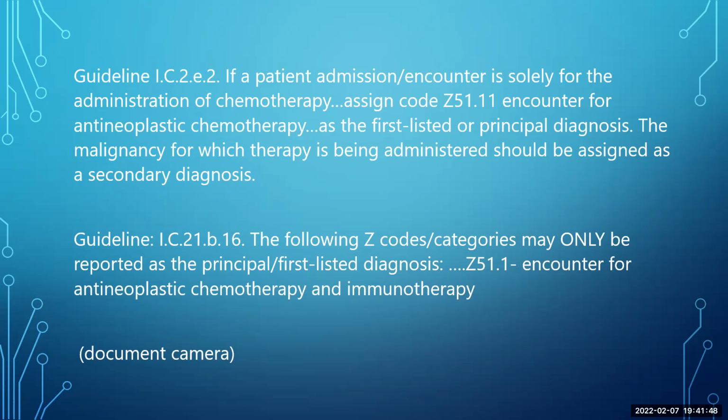And then guideline 1C21B16, boy, that's a mouthful, states the following Z codes and categories may only be reported as first listed diagnosis. And Z51.1, encounter for anti-neoplastic chemotherapy and immunotherapy, is listed as one of those codes that can only be assigned as a first listed diagnosis. So this is helping us with the sequencing of these codes.